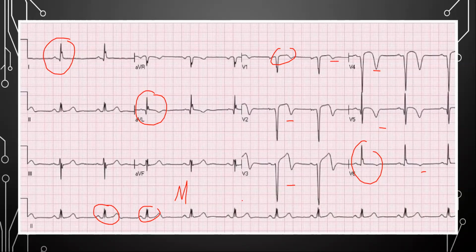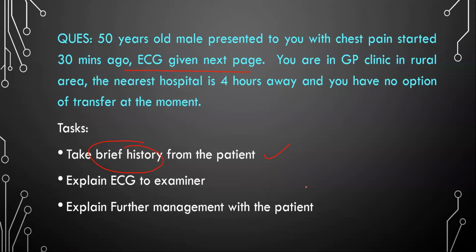So you can even say that there is also some M pattern, and say on which leads you can see that M pattern. Usually I can see there is a generalized M pattern in most of these areas. So you can say there is an M pattern obvious in lead 2, 3, AVF, and it's likely there is some bundle branch block in this case as well. So that's the ECG. And after that, the explanation is very important.